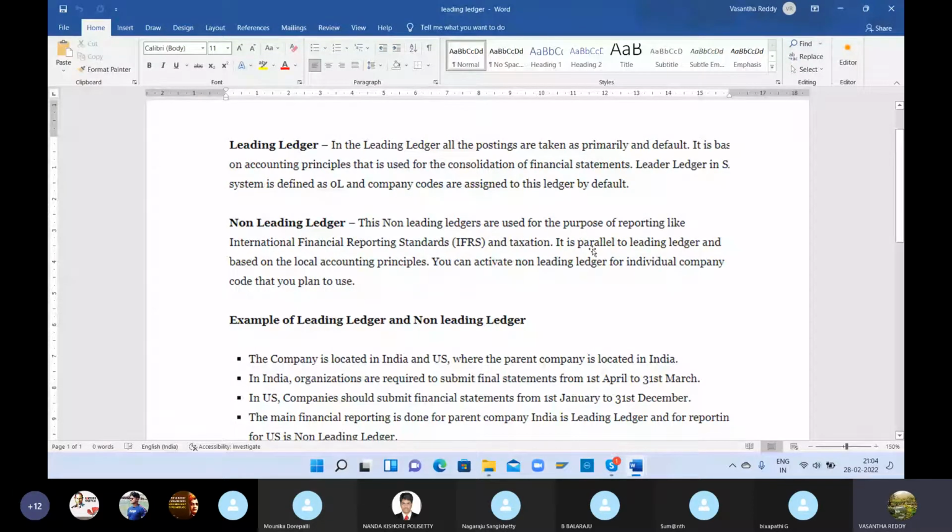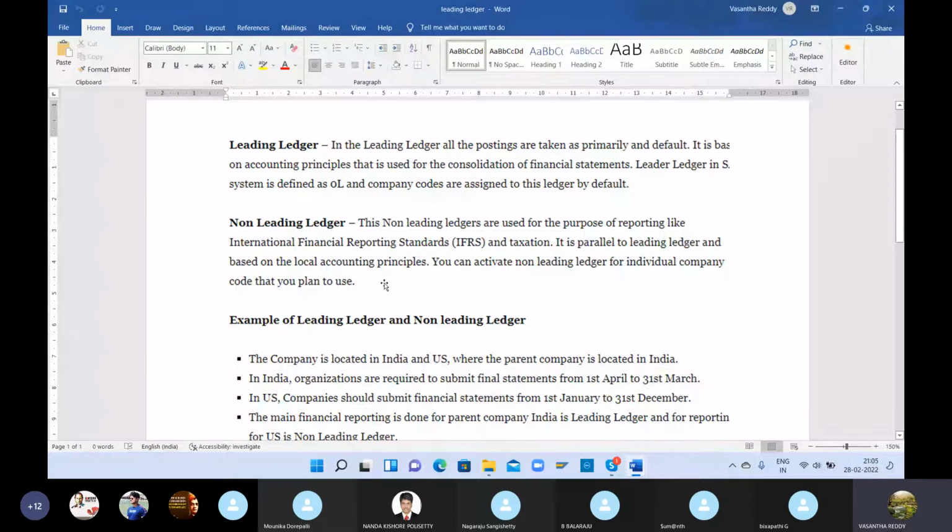These non-leading ledgers should be based on local accounting principles. Only local areas should be allowed in this non-leading ledger. You can activate a non-leading ledger for the individual company code that you plan to use. Only for the individual purpose can we use the non-leading ledgers.